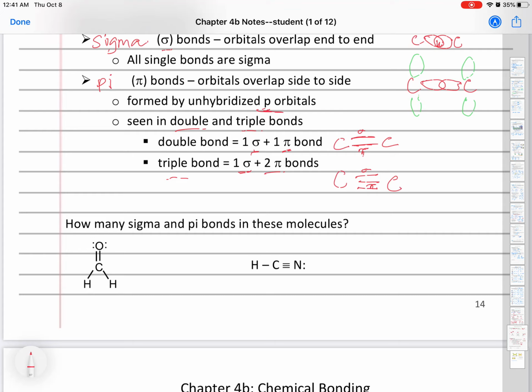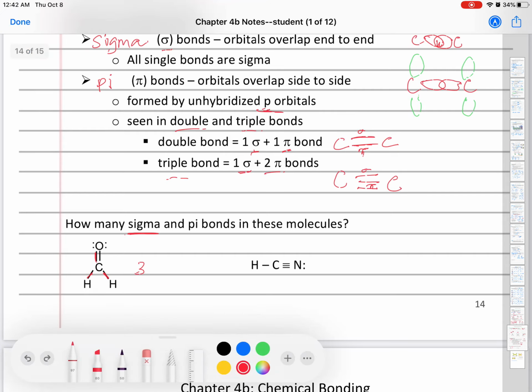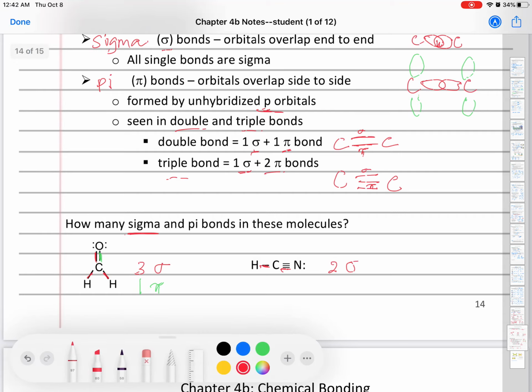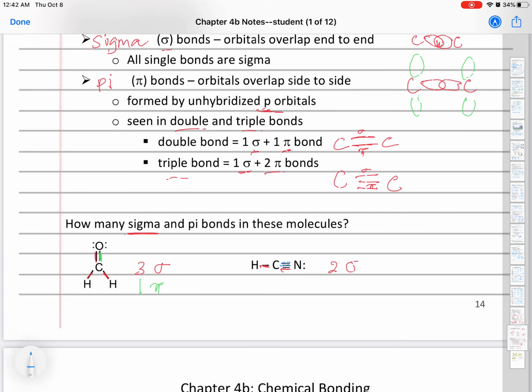So the only type of question I'd ask you about this is to count the number of sigma and pi bonds in these molecules. So if I make sigma red, then single bonds are sigma, and one of these is a sigma bond. So this has 3 sigma bonds and 1 pi bond. 3 sigma, 1 pi. This one here has 1, and one of these is a sigma, so that's 2 sigma bonds. And then the other 2 bonds in that triple bond are pi bonds.